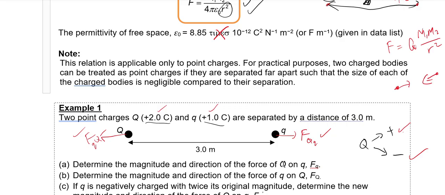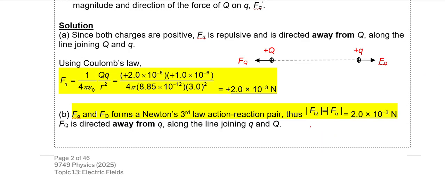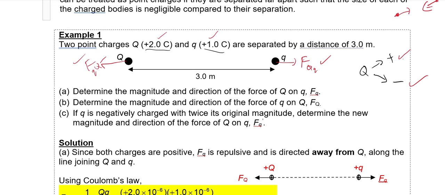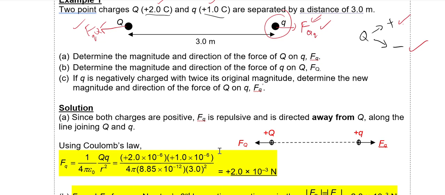So what's the magnitude and direction of the force of capital Q on small q? That means I'm looking for this force, because this is small q. So I just apply Coulomb's law formula, 1 over 4 pi epsilon naught, Q q over r squared. I substitute everything inside, I get this force. So this is the size of this force, and the direction is away from capital Q.